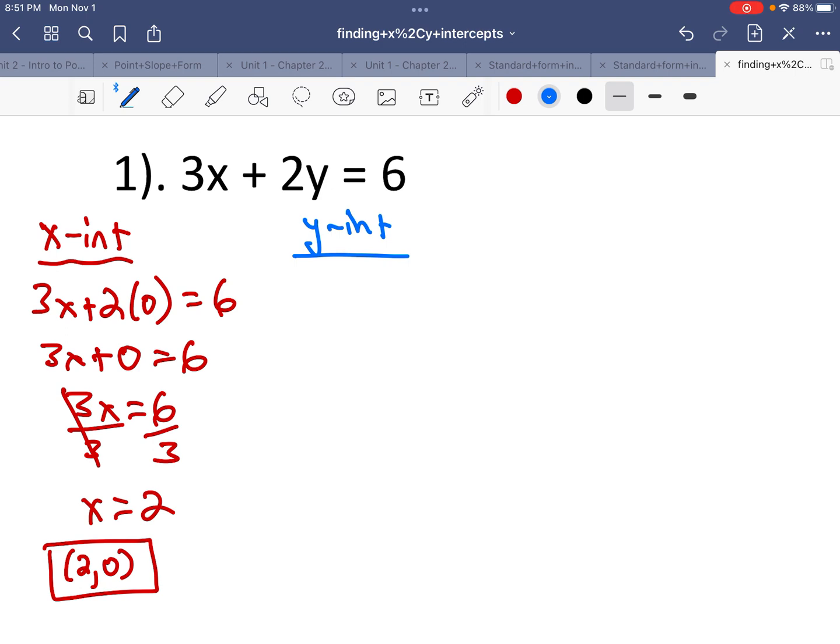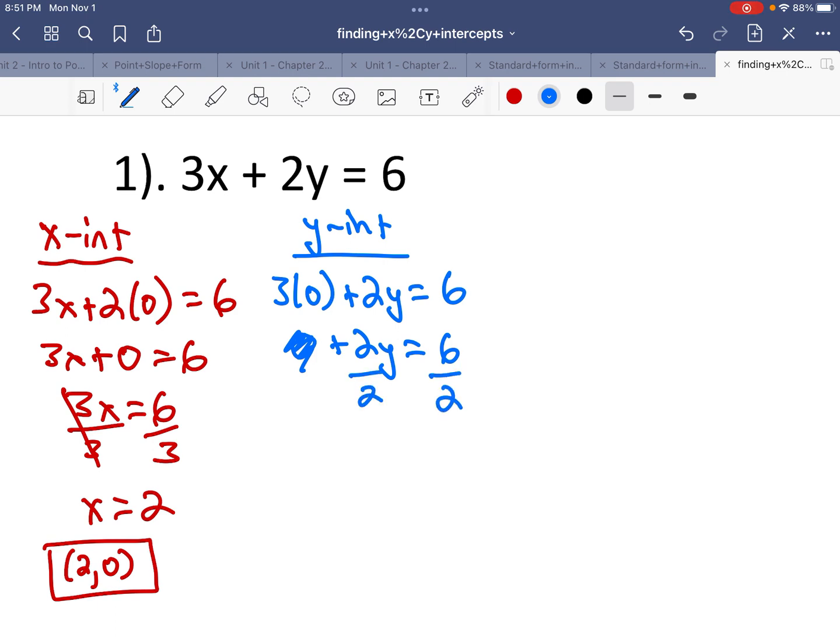For the y-intercept for number 1, let's use blue. We're going to let x be 0. So I'm going to write 0 instead of x. I'm going to write 3 times 0 plus 2y equals 6. 3 times 0 is 0, plus 2y equals 6. Okay, I don't need the 0 anymore. So I have 2y equals 6, so I'm going to divide both sides by 2. And I get y equals 3.